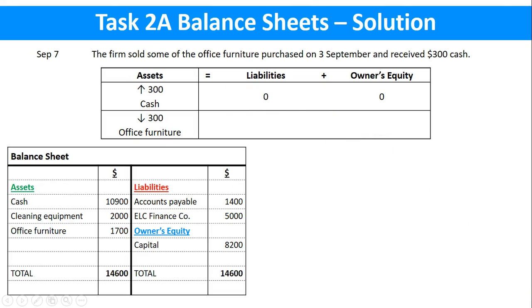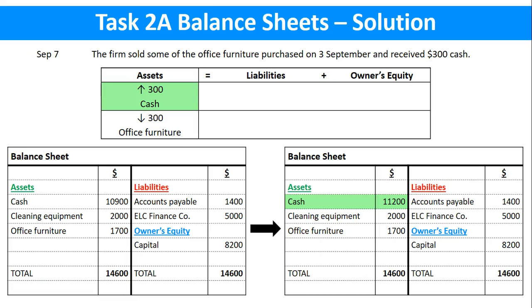There is the balance sheet from the day before. We're going to update that. We're going to increase cash by $300. We need to decrease that office furniture figure downwards from $1,700 to $1,400. Retotal the balance sheet. It'll actually be the same number because the asset side went up and down by the same amount and the equity side hasn't changed.